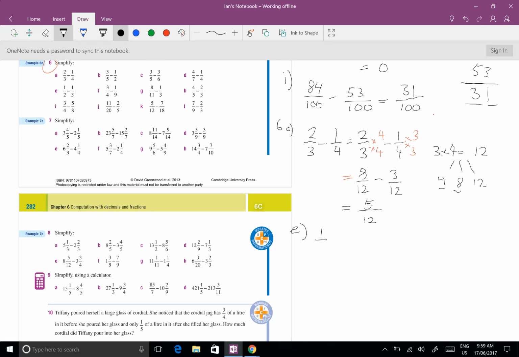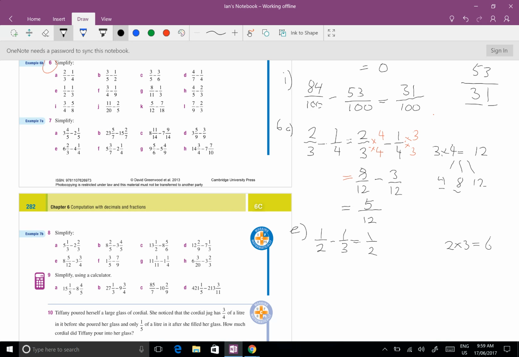Let's have a look at 6e. I've got a half minus a third. Well, again, I need a common denominator. I'm just going to go for the old 2 times 3 is 6. That's the lowest common denominator I can get, because the only other numbers between 3 and 6 are 4 and 5, and I know that 2 and 3 do not go into either of them.